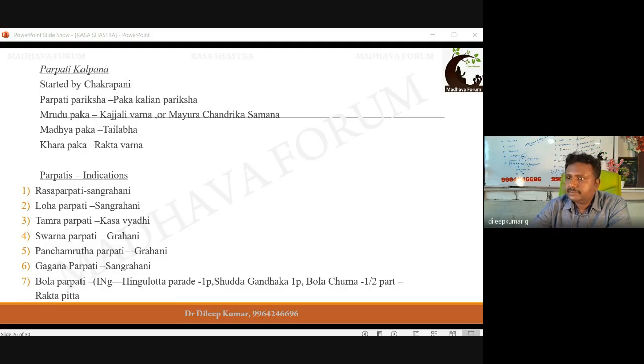Nidana Parivarjana is 50% of the treatment. Nidana Parivarjana is Chikitsa. You should avoid Nidana first, then you can think of curing the disease. Then if you give some medicines to increase Dhatvagni, and if you do Shodhana for the liver, then it becomes easier.